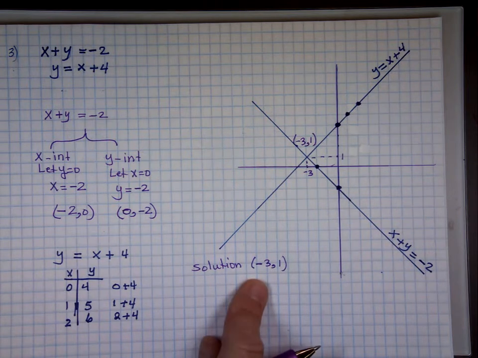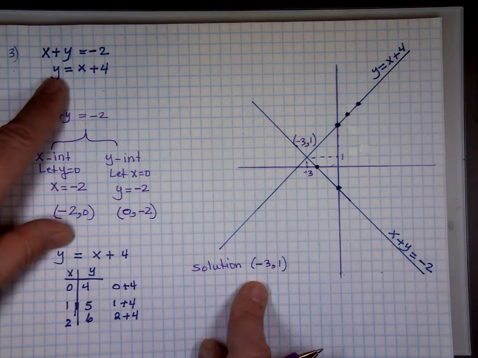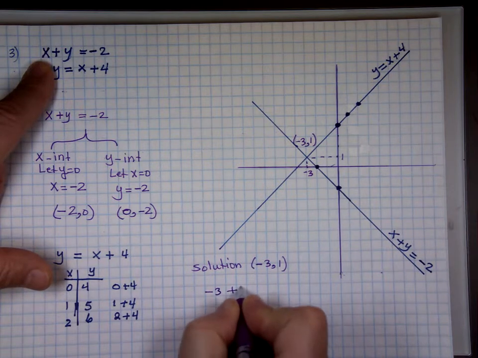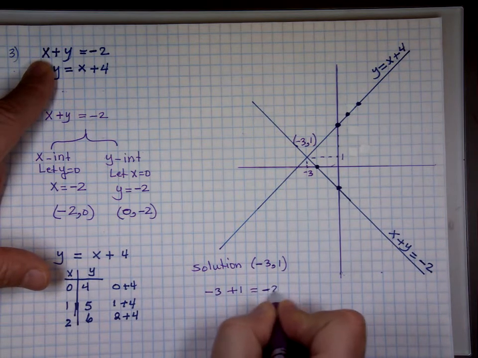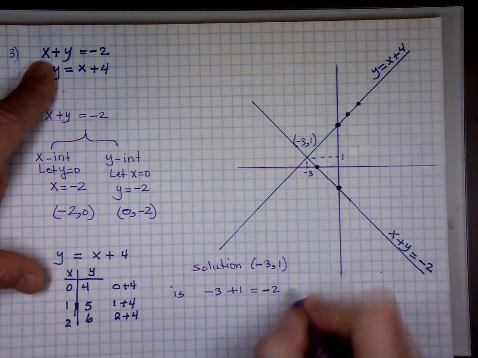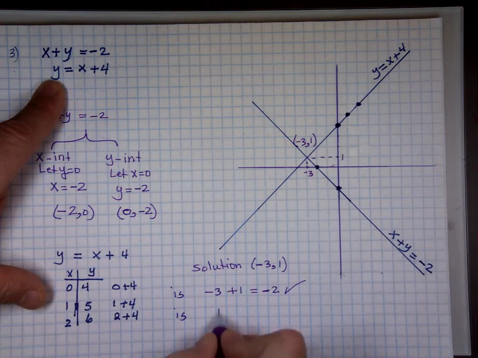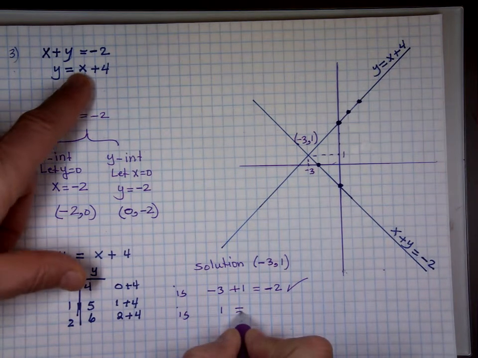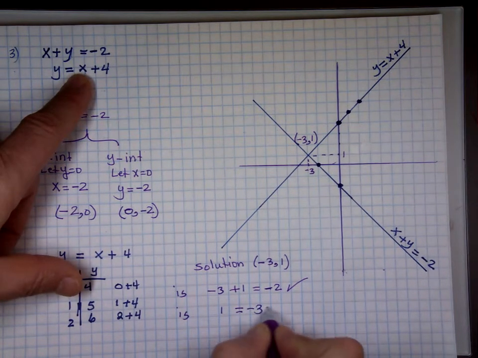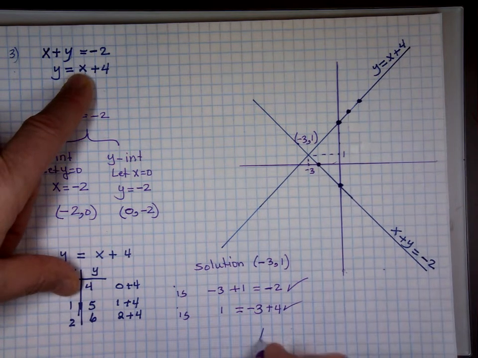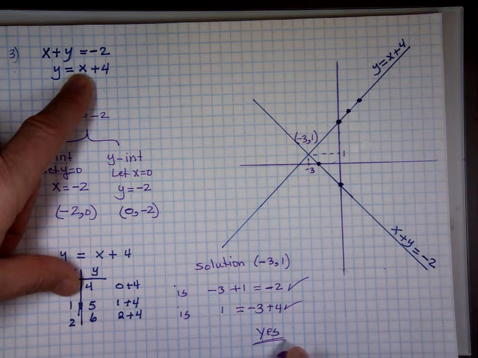Let's test it. Let's make sure that that point is a solution. If you plug it into this, should be a yes. If you plug into this, should be a yes. Let's try it. Is -3 plus 1 equal to -2? Yes. Is y 1? Is 1 equal to -3 plus 4? Yes. It's a yes and a yes. The answer is yes. That is a solution.